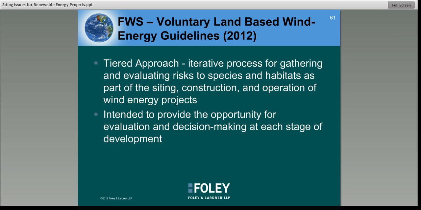As Sarah discussed, the statutes that come into play and how these all work together and how to work through the process are the ESA, the BGEPA, and then the Migratory Bird Treaty Act. The goal, again, is the protection of the various species. This is a tiered approach. It's an iterative process. It has five tiers. You work from one tier, beginning obviously in one, and then working your way through. The idea is that there is an opportunity for evaluation and decision-making in a cooperative effort with Fish and Wildlife.